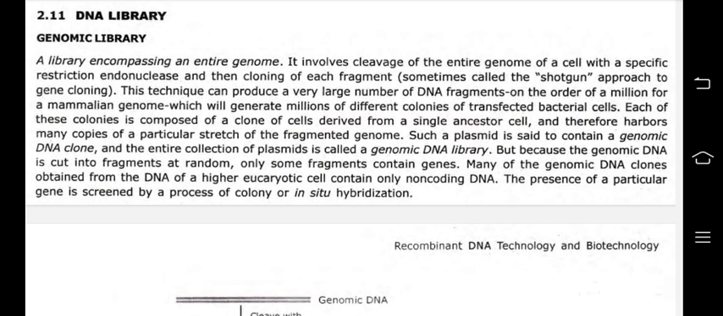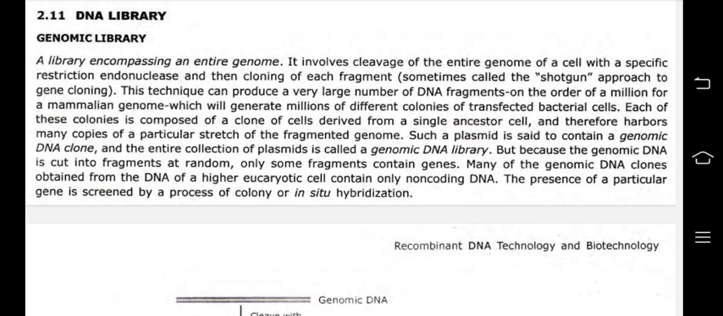This technique can produce a very large number of DNA fragments, on the order of a million for a mammalian genome, which will generate millions of different colonies of transfected bacterial cells. Each of these colonies is composed of a clone of cells derived from a single ancestral cell and therefore harbors many copies of a particular stretch of the fragmented genome. Such a plasmid is said to contain a genomic DNA clone, and the entire collection of plasmids is called a genomic DNA library. But because the genomic DNA is cut into fragments at random, only some fragments contain genes.